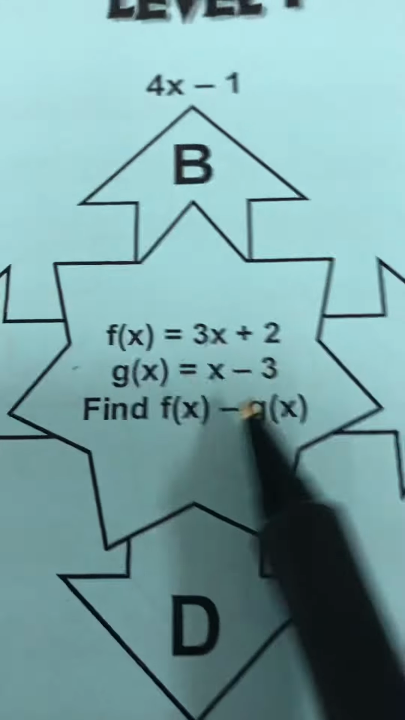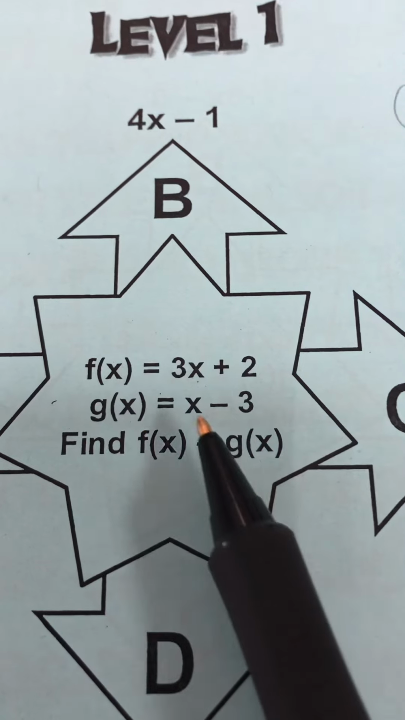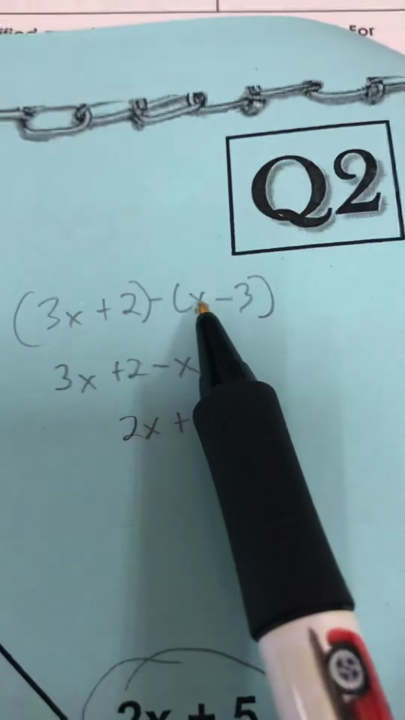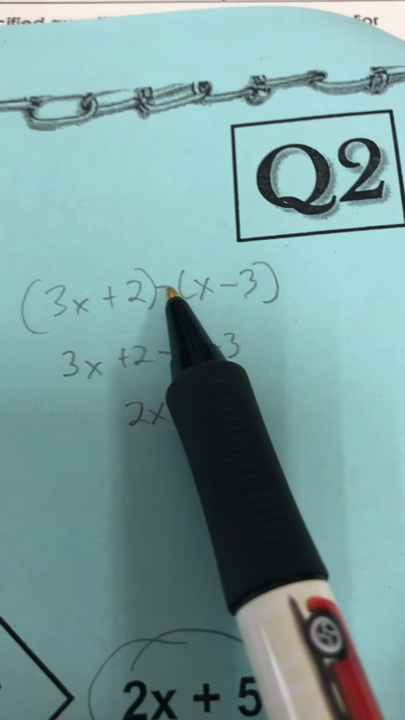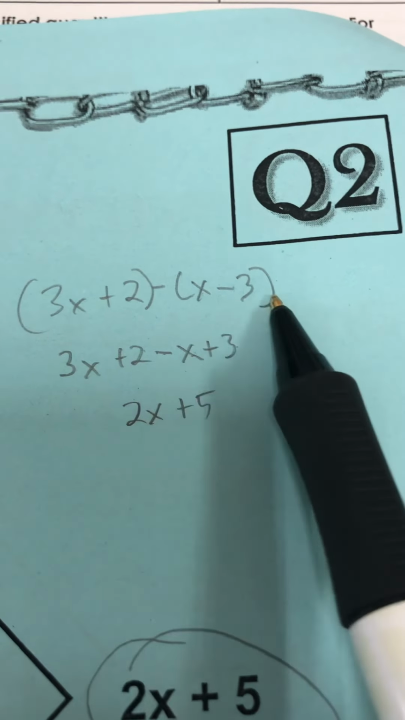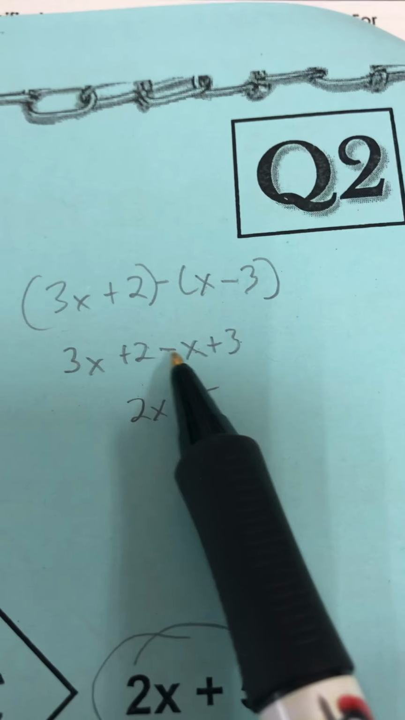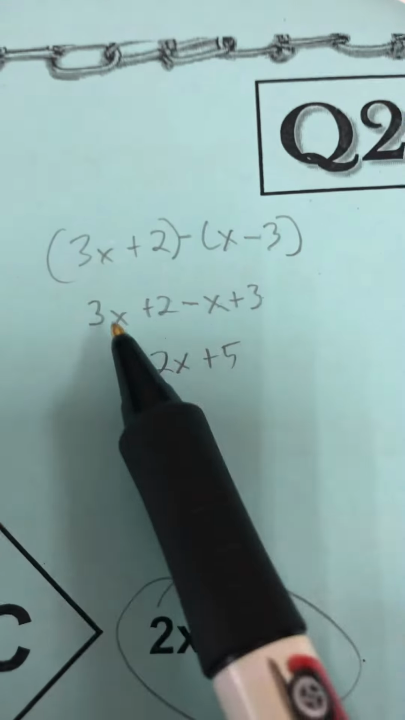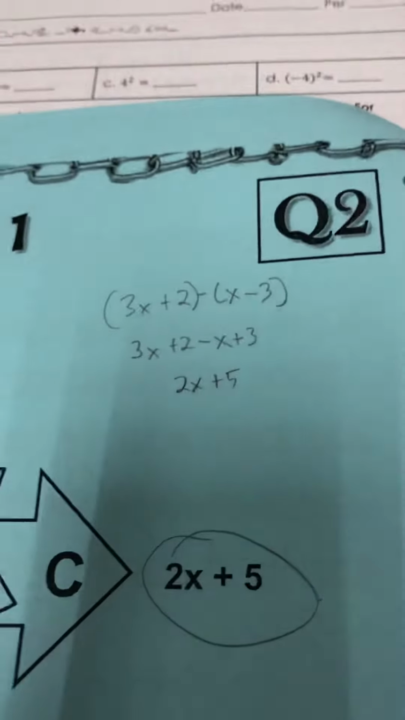Pause this as needed. The next level 1 question, they're wanting you to subtract these. So remember when you subtract, I put it in parentheses, and that subtraction, that negative, if you will, is distributed into the parentheses. So it changes the signs back here, becomes negative x plus 3. Now you combine like terms, and you should get 2x plus 5.